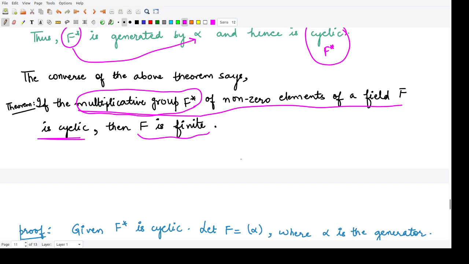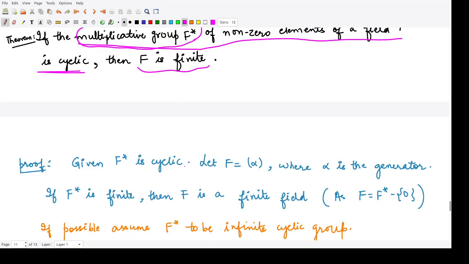So for that, let us write what we have. We have F star, and this is given to be cyclic. We are to prove F is finite. So because F star is cyclic, we can consider very easily this F to be generated by some single element alpha, where we say this alpha is the generator of the given field. Now we are to prove F is finite.